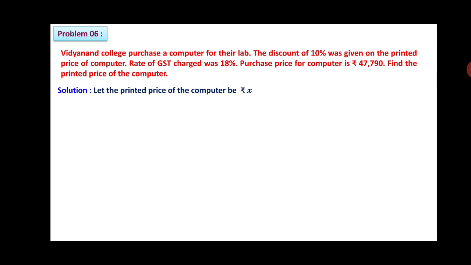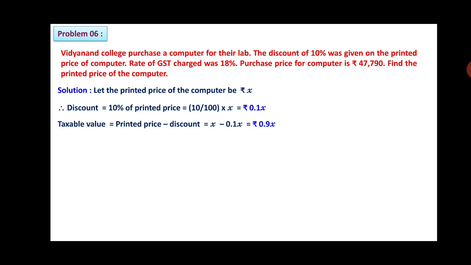See here, let the printed price of the computer be rupees X. Therefore, discount is equal to 10% of the printed price, 10 upon 100 into X, that is 0.1X. Taxable value is now printed price minus discount. Printed price we consider X minus 0.1X, that is the discount, and that leads to 0.9X.